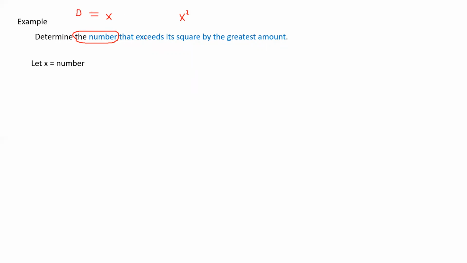What does it mean to exceed something? We could think about age. My age exceeds yours, and if we wanted to find out how much it exceeds yours, we'd subtract. So to find out how much something exceeds, you subtract. So the equation, the distance between these two numbers, is the number x minus the square of the number.